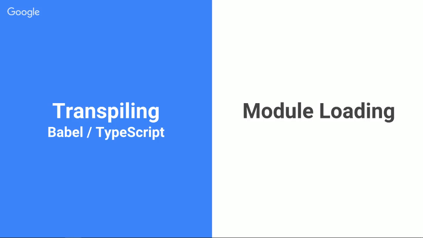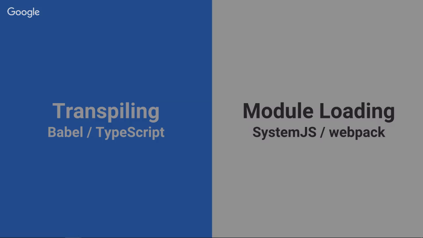And the next thing is module loading. How do we module load in our browser applications? System.js and Webpack are those tools. So these two sides of the coin are the reason why Angular 2 is a little bit harder to get into than Angular 1. In Angular 1, you just dropped in a script tag and started working. But here, it's a little bit different. So let's do a little bit of a demo on ES6 and ES7 features.